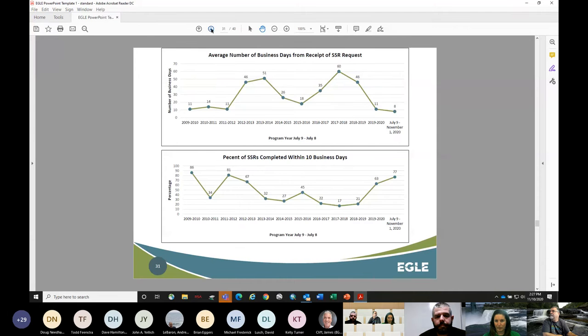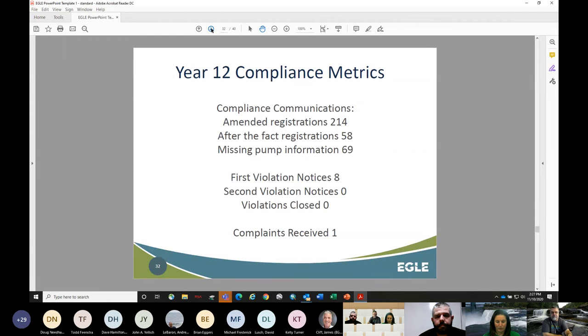Our compliance metrics, these figures are totals for the period between July 9th and the end of October 2020. When we say amended registrations, that's where a large quantity withdrawal was put into operation differently than what was authorized either by the tool or by an SSR, but there was enough stream flow available to authorize the as-built, as-operated withdrawal, so we issued an amended registration. So we've done 214 of those.